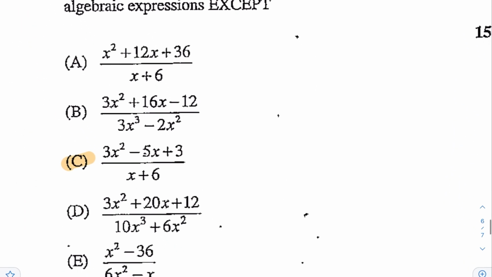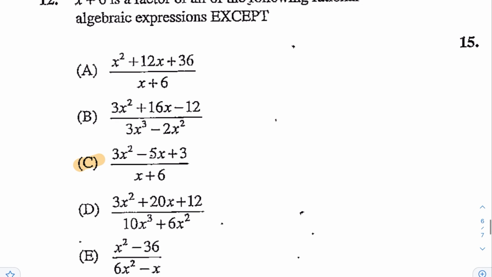Next, for number 12, x plus 6 is a factor of all the following rational algebraic expressions, except. So here you have to go through all the choices and factor everything. But you can always use process of elimination to make things a bit easier.